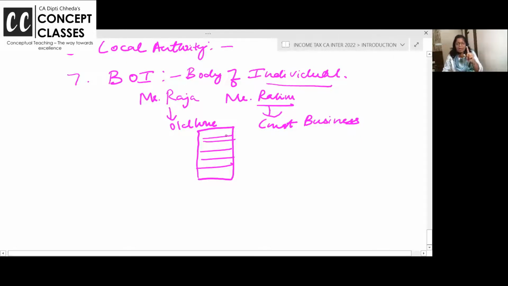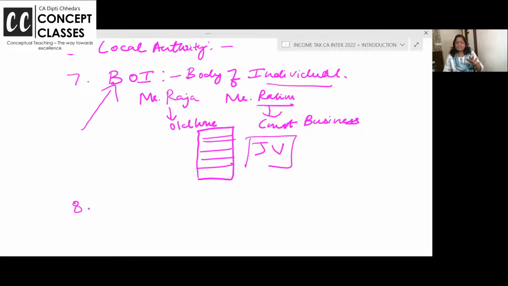Now, is this a partnership firm? No. Is this a joint venture? Yes. Have they earned profit together? Yes. Should they pay tax as body of individuals? Yes. Are you getting it? In this 7th and 8th example, no one says I will pay the tax as BOI or AOP. Government will say you are the co-legatees.